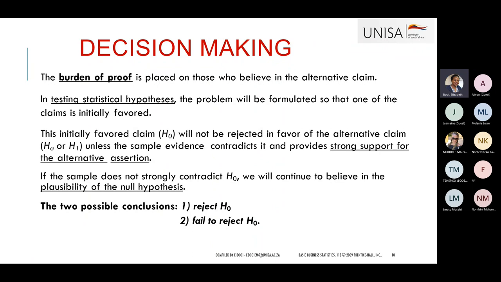So there will be two conclusions that you will make. Either we're going to favor the null hypothesis or we're not going to favor the null hypothesis. So how you make the decision comes down to two. You will either reject your null hypothesis, which will be the claim that the researcher has stated and wants to prove, or you will fail to reject the null hypothesis. And this is how you are only going to interpret your decision.